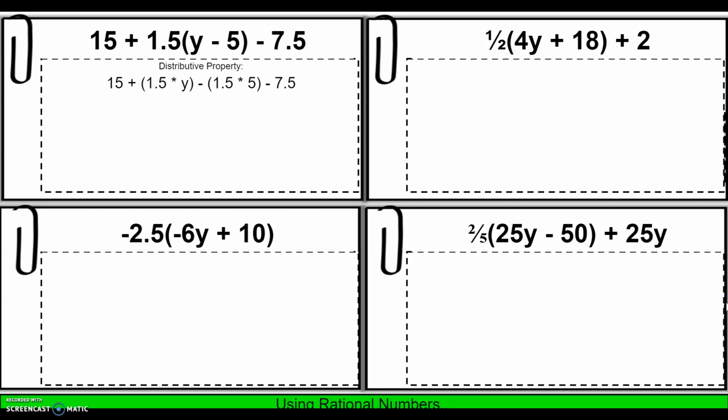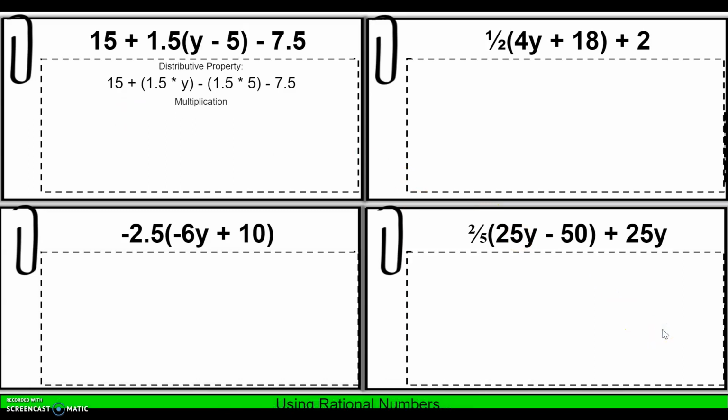So now you'll notice I have 15 plus, in parentheses, 1.5 times y, minus, it's a minus because I have this minus sign right here, 1.5 times 5. So I distributed this 1.5. I think I said 15.5. I meant 1.5. Sorry. I distributed the 1.5 to the y and the 1.5 to the 5. And then I just brought down the other numbers, minus 7.5.